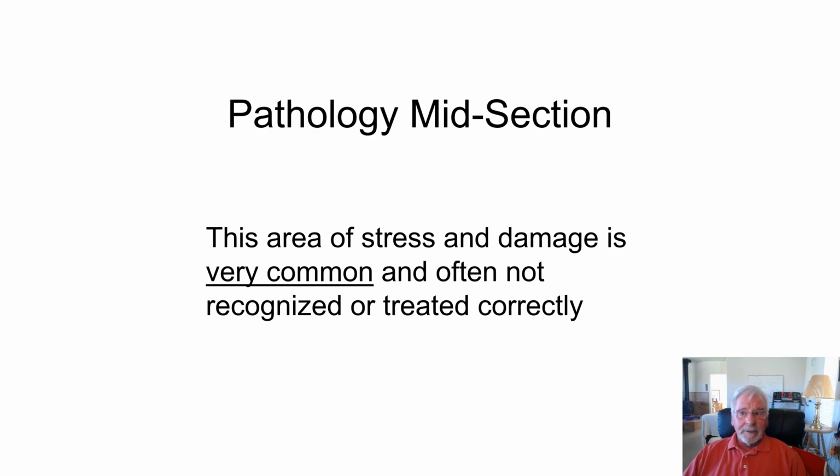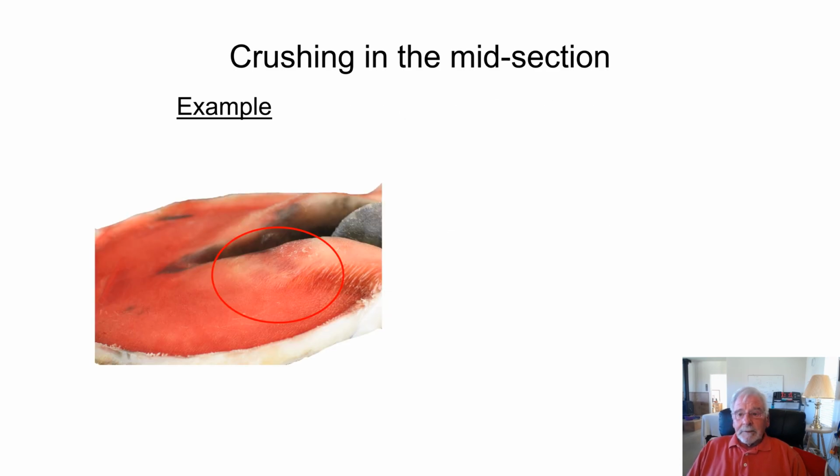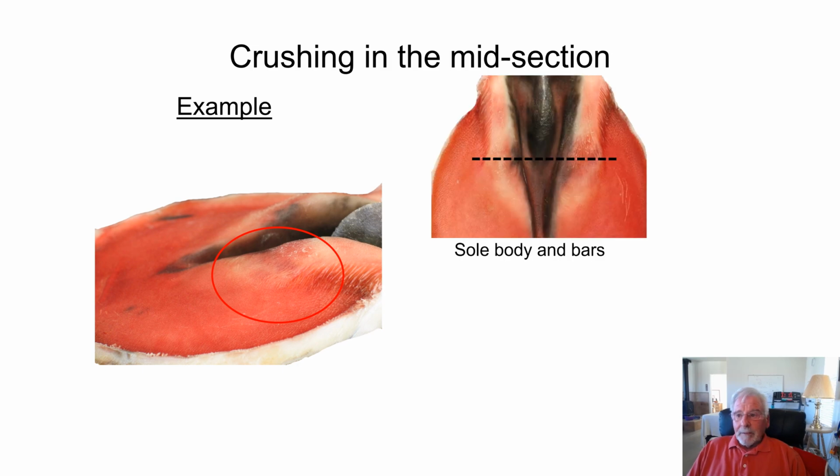Pathology in the midsection. I just did a little talk on this, but a review is always good. This area of stress and damage is very common and often not recognized or treated properly. So this is what can happen. We can see crush to the bar and to the sensitive lamina. We can see damage to the top of the sole there. That's all non-sensitive lamina that we see crushing here.